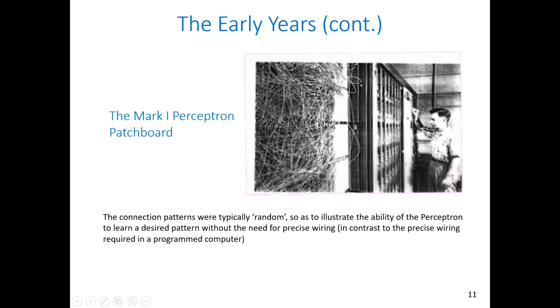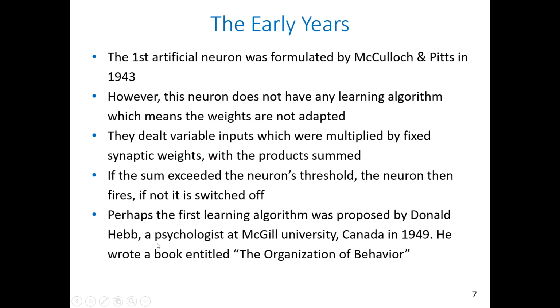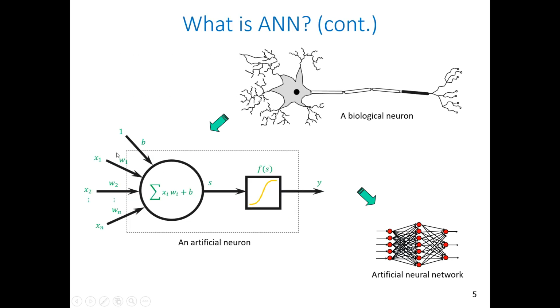So as you can see, these are the wires, and the neurons are connected randomly. The connection patterns were typically random, so as to illustrate the ability of the perceptron to learn a desired pattern without the need for precise wiring, in contrast to the precise wiring required in a programmed computer. So you can imagine these are the connections, and this is done by using wires, and they are connected randomly.